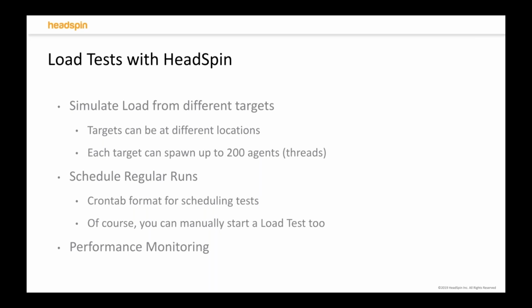So the way you scale the load test from a HeadSpin perspective is you specify multiple targets, and then you set each target to run so many agents, and then you multiply the two, and that's the expected throughput. We also support running the tests on a regular basis, scheduling them, so you can set a crontab type format if you want to schedule it continuously. Of course, you can manually start the test too. That's what we'll do for the demo. And then we're working on integrating this with our performance monitoring UI.